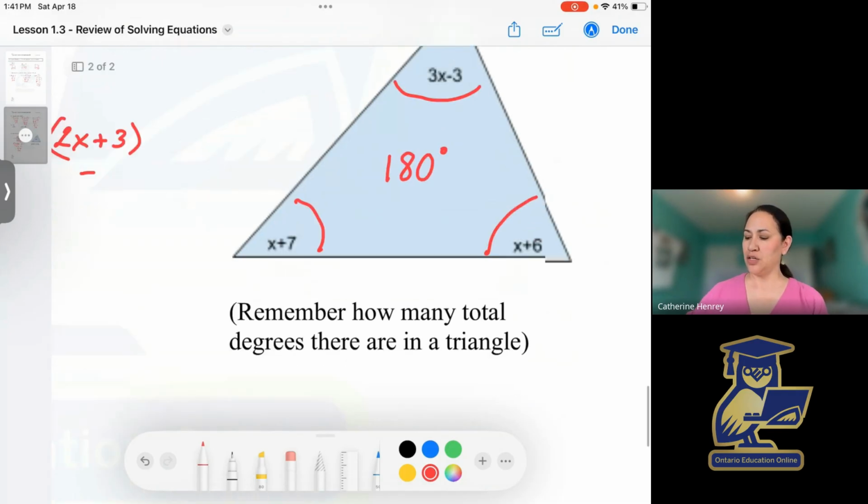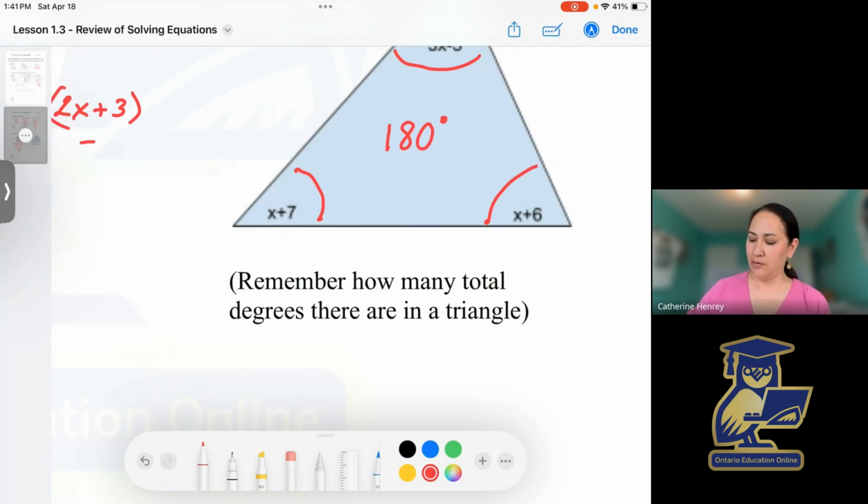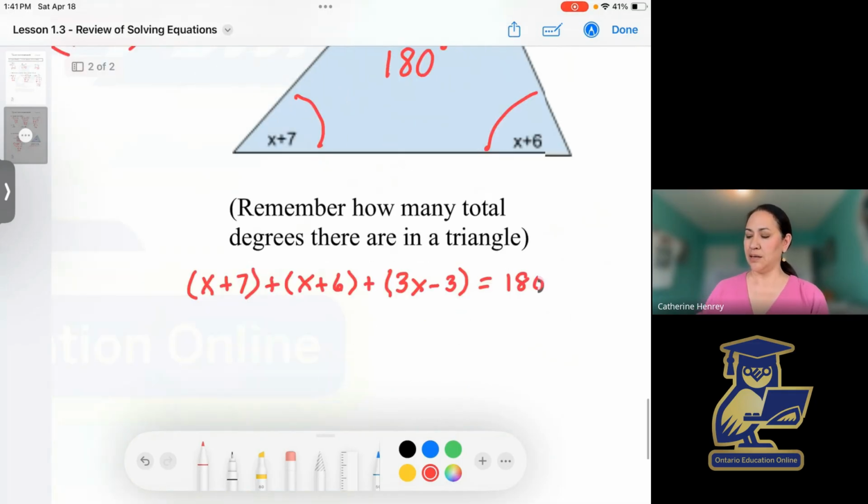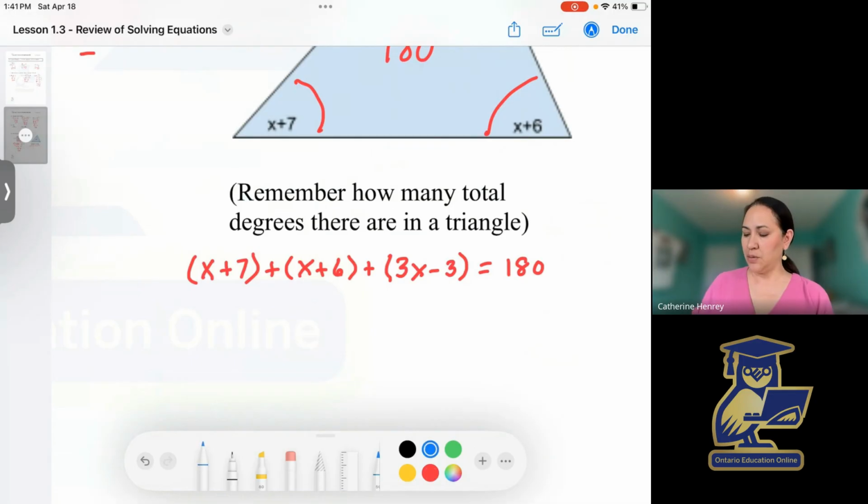So we build our equation off of that, and we have x plus 7. And we're going to add the other side, which is x plus 6. And finally add the third vertex, which was 3x minus 3. And all 3 of those angles have to equal 180. Let's go ahead and collect all our like terms. So we have x here, and 3x here. That gives me 5 x's.